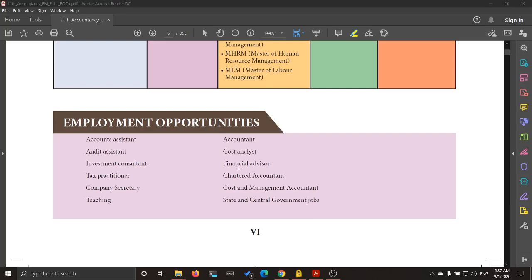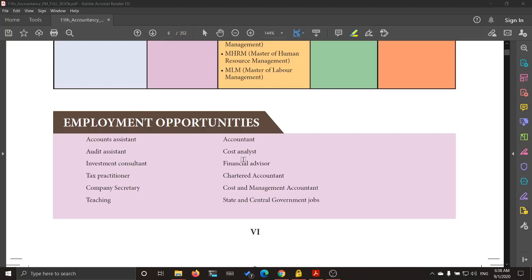So employment opportunities. Now don't think only this much. Apart from this, there are so many job opportunities that you yourself can create in different fields. In the field of transport, in the field of banking, in the field of warehousing, and insurance. Now all this you have lot of scope for job opportunities.